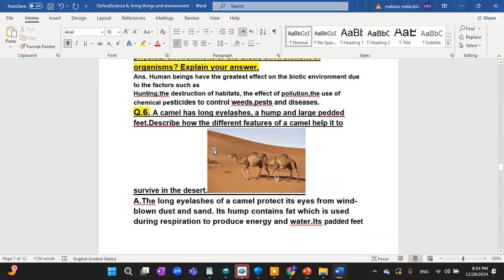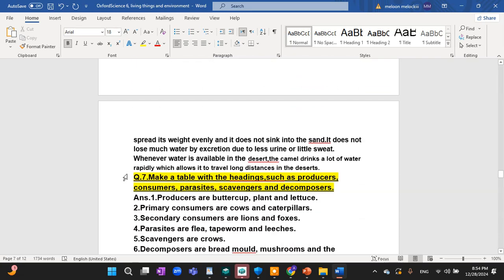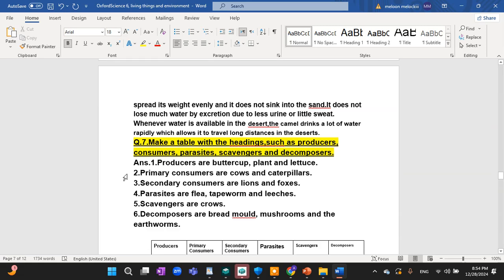Question 6. A camel has long eyelashes, a hump, and large padded feet. Describe how the different features of a camel help it to survive in the desert. The long eyelashes of a camel protect its eyes from wind-blown dust and sand. Its hump contains fat, which is used during respiration to produce energy and water. Its padded feet spread its weight evenly and it does not sink into the sand. It does not lose much water by excretion due to less urine or little sweat.